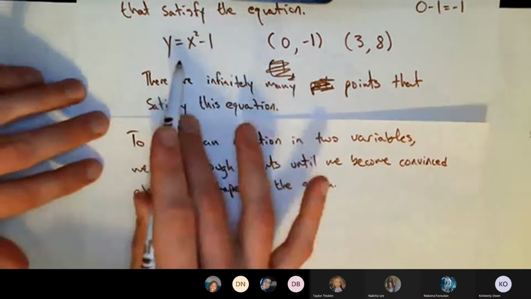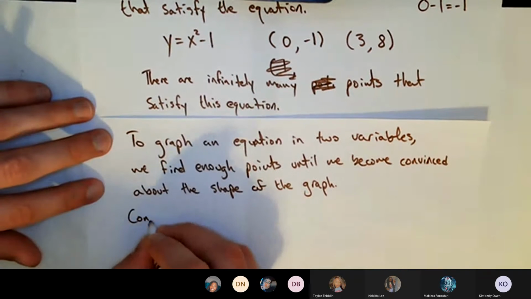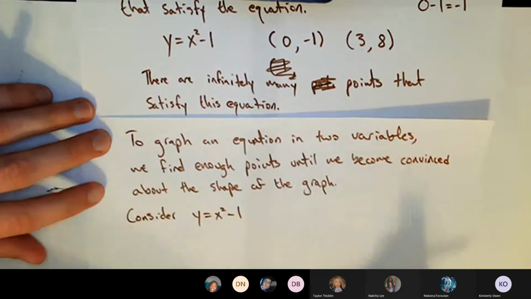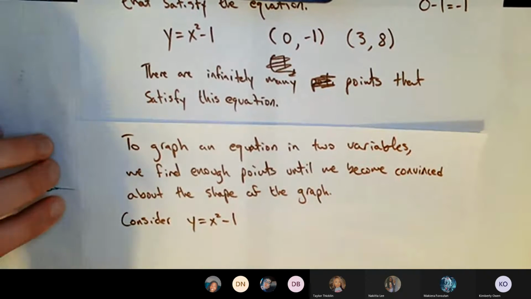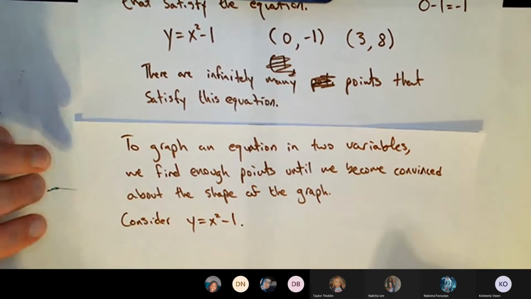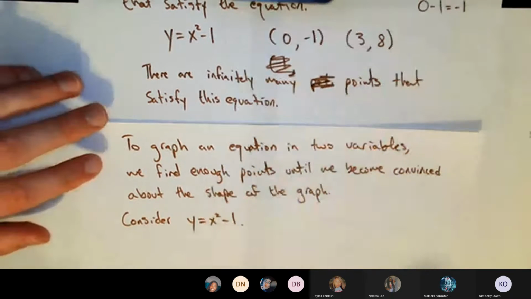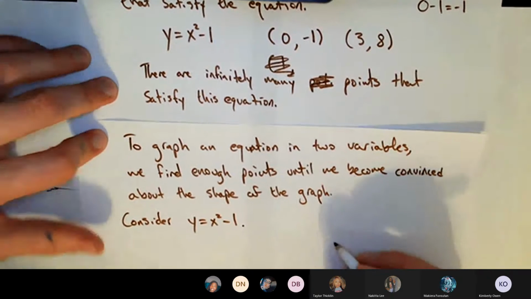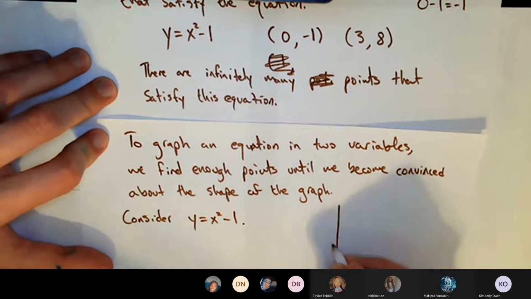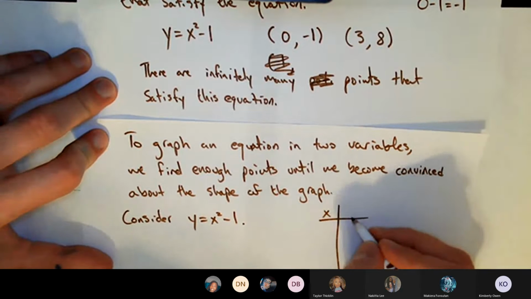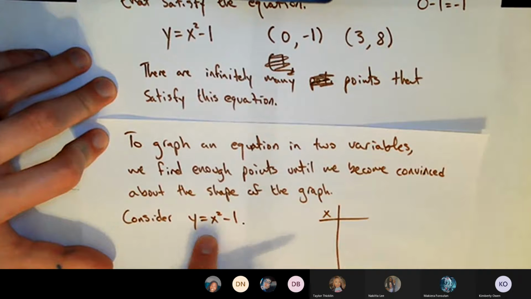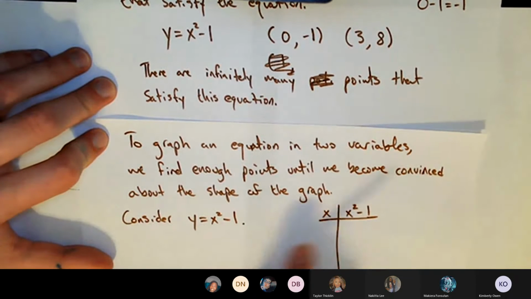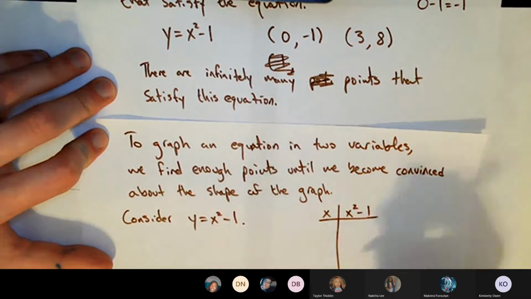So for y equals x squared minus 1, let's just keep working with that. Consider y equals x squared minus 1. Now, if we're going to be finding a lot of these points, let's get organized. Instead of a big list of coordinate points, we're going to make a little table with x values and y values. What is the y value, by the way? It should output x squared minus 1. So instead of y right there, I'm just writing what the equation is equal to.